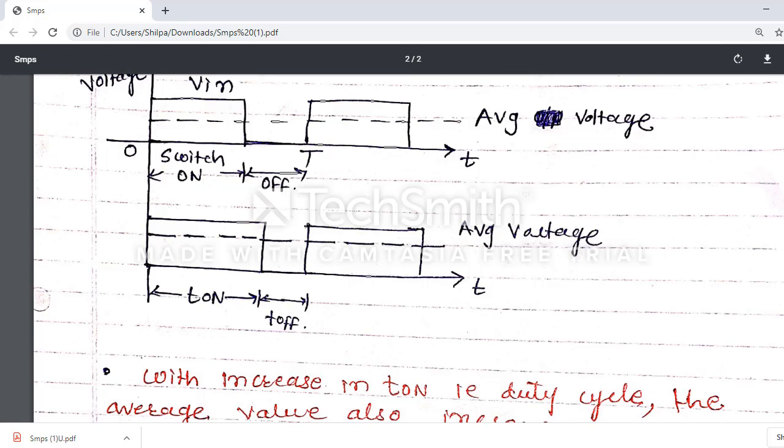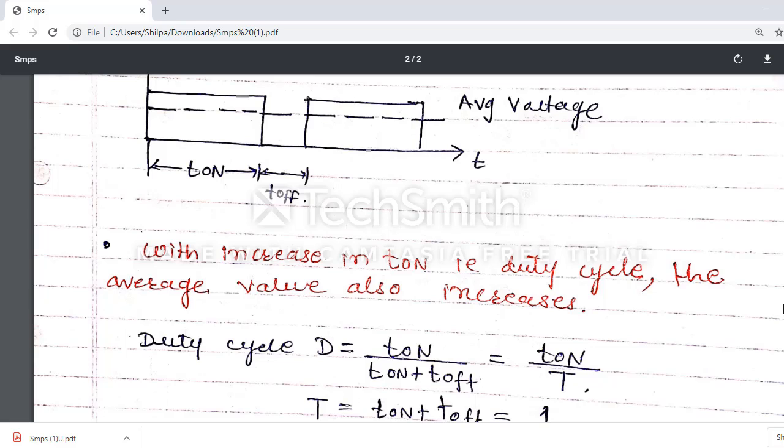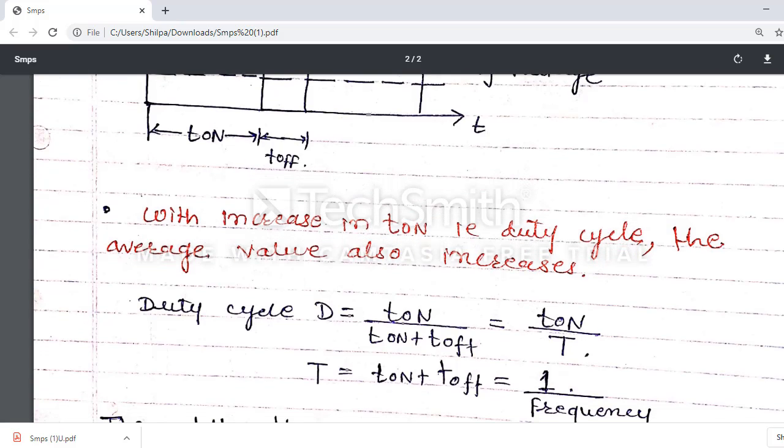Now the duty cycle is given by D. D is equal to T on upon T on plus T off. This is the time period T, so it is replaced by T on upon T. Again, time period T is equal to 1 upon frequency.